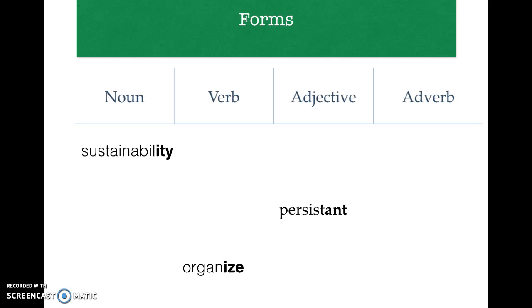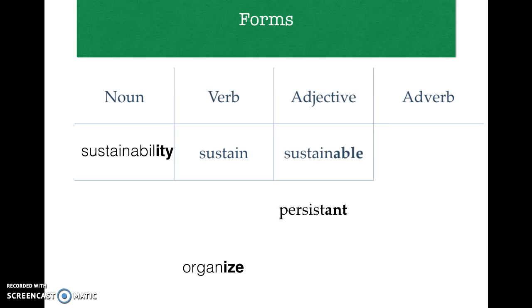For example, look at the first one. ITY, sustainability. That's going to be a noun because ITY is a noun ending. Okay, sustain is going to be the verb, so most of these stem from the verb form. The adjective form, sustainable, able. Adverb form, sustainably. So look at those endings. The root is the verb here, sustain, and then we change the ending. We can change the form.